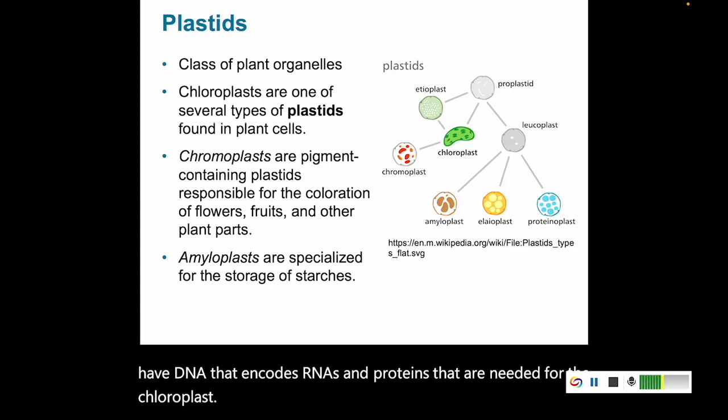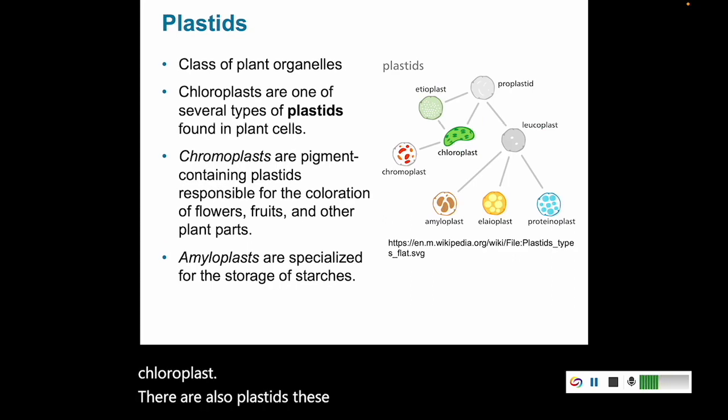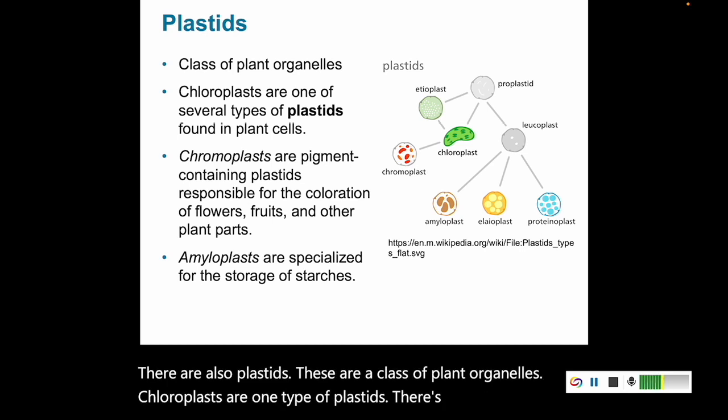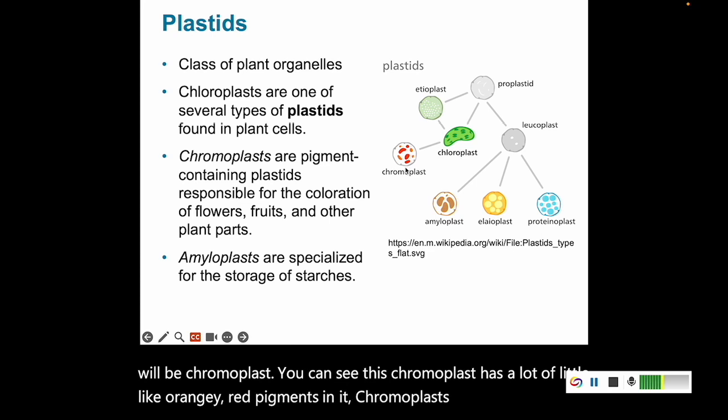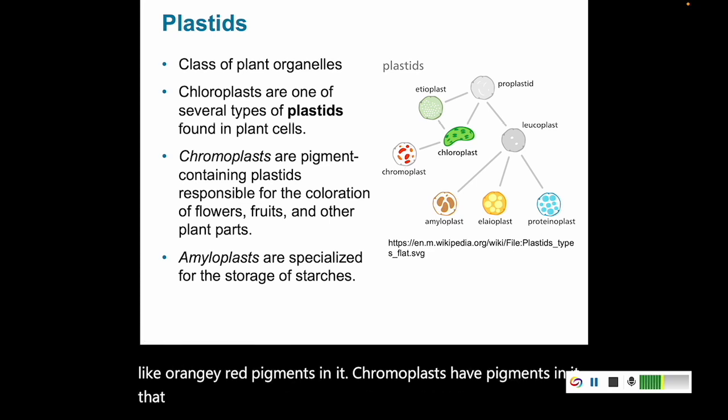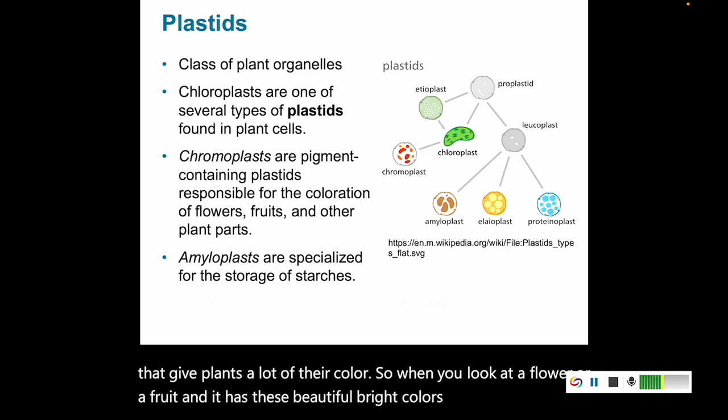There are also plastids. These are a class of plant organelles. Chloroplasts are one type of plastid. There are also other types. One would be chromoplasts. You can see this chromoplast has a lot of little orangey red pigments in it. Chromoplasts have pigments that give plants a lot of their color. So when you look at a flower or a fruit and it has these beautiful bright colors, a lot of that is due to chromoplasts.